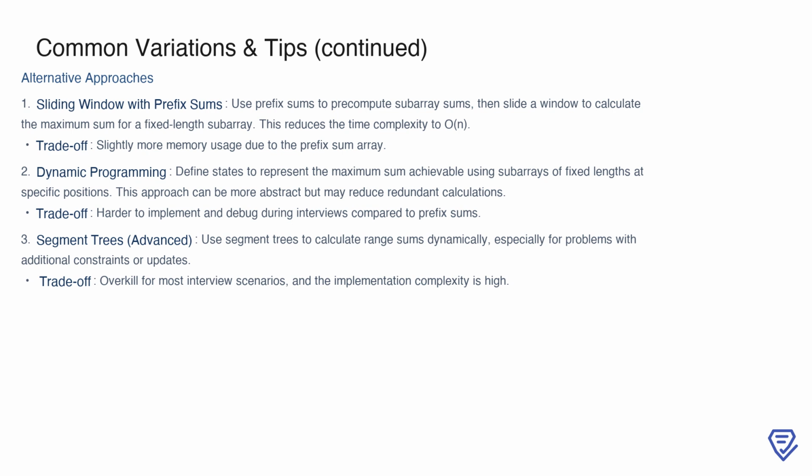Another approach is dynamic programming, where you define states to represent the maximum sum achievable with subarrays of fixed lengths at specific positions. While this can reduce redundant calculations, it's more abstract and can be harder to implement or debug during an interview. For advanced scenarios, you can even use segment trees to dynamically calculate range sums. However, this method is rarely necessary for interview problems and comes with a high implementation complexity. Each of these approaches offers unique advantages depending on the constraints and requirements of the problem.